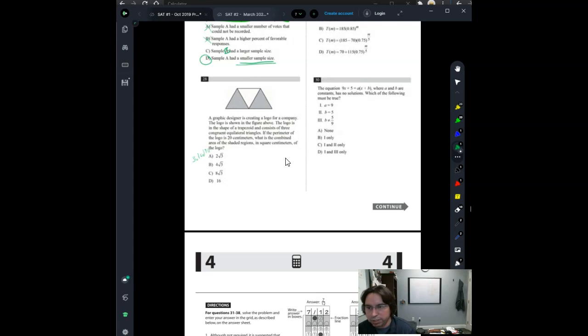So we know if the perimeter is 20, we see we've got 1, 2, 3, 4, 5 sides, so we know this is 5, that's 5, that's 5, that's 5, and that's 5. And it wants to know what is the combined area of the shaded regions. Well, if we find the area of one of these triangles, then we can find the area of both of these triangles. And so what we can do is just make this into a right triangle, right? We already know that these are equilateral triangles, so we know each one of these is 60 degrees.